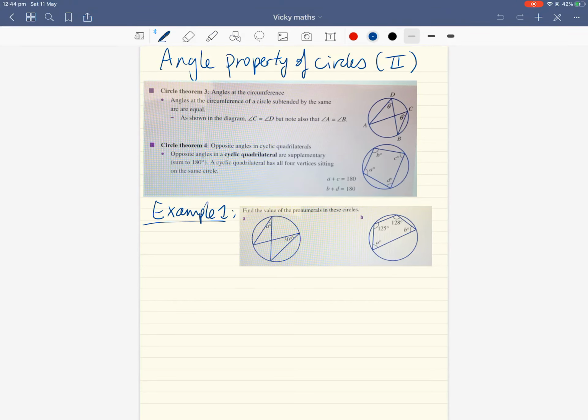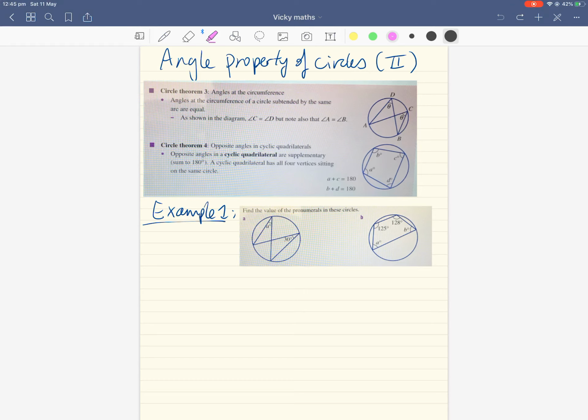Okay, so today we're going to continue with two more circle theorems, or properties. So the first one, which I call the bow tie or the butterfly property, says that angles at the circumference of a circle subtended by the same arc are equal.